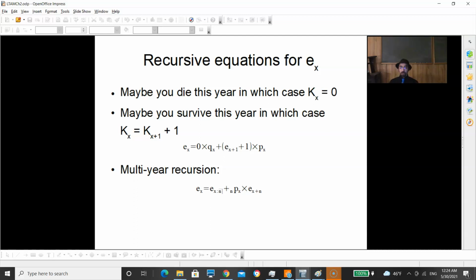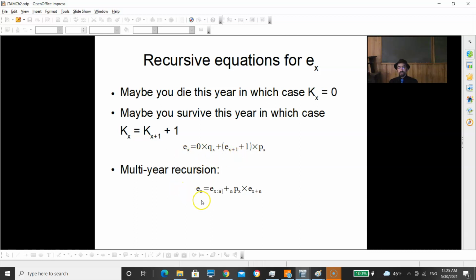So, if you're currently x years old, maybe you die this year, in which case curtate e of x is 0, or maybe you survive this year, in which case it is e sub x plus 1, right, your survival, plus the 1 additional year you survived between this year and next year. So accounting for both those possibilities, you get 0 times q sub x plus e sub x plus 1 times p sub x. That's a 1-year recursive equation for curtate expectation of life.